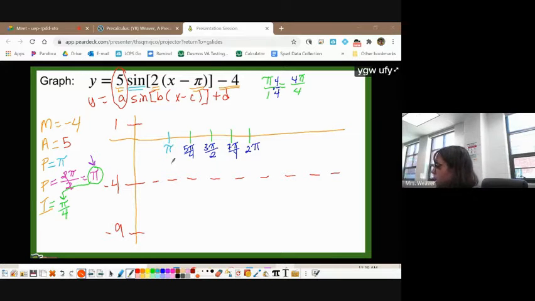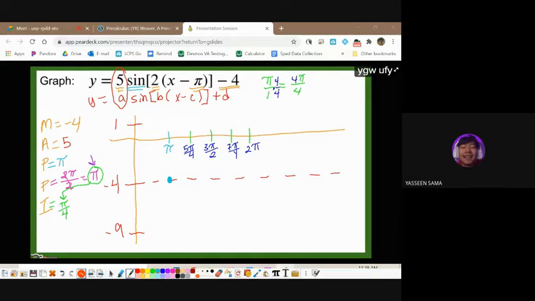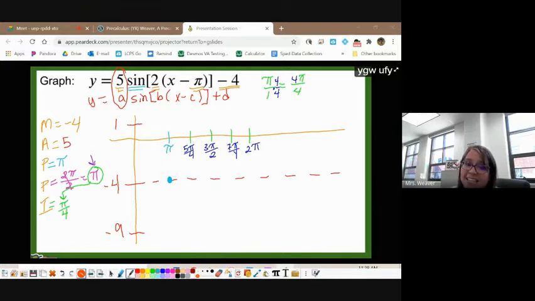So I'm going to come to pi, which is my first X value or starting point, and I'm going to plot a point at the midline. Now it's a positive sine. Which way is it going? Is it going up to the maximum or down to the minimum? I think it's going up, right? Yes, and that's what I said. It's kind of intuitive. Positive goes up. So it's a positive sine function, so it's going to go up to its maximum.